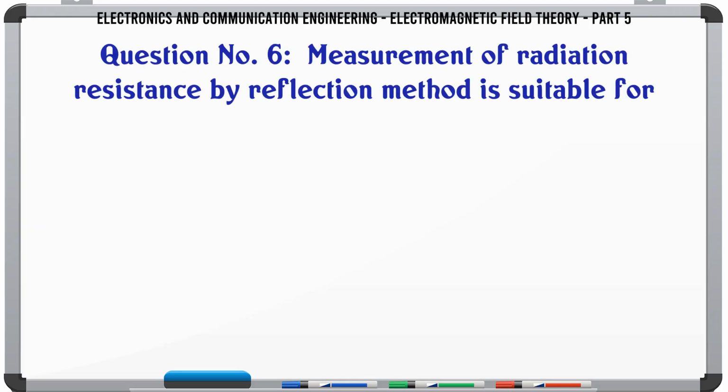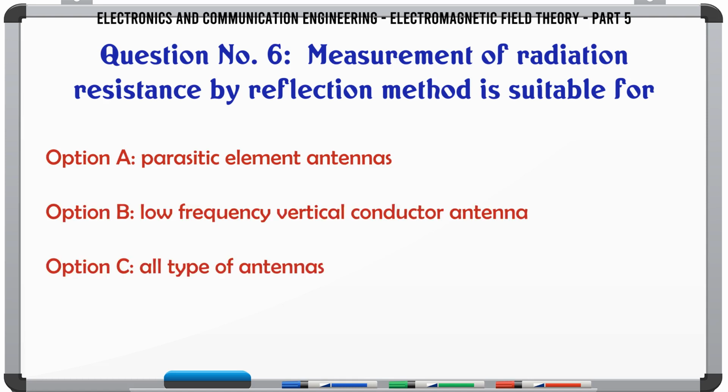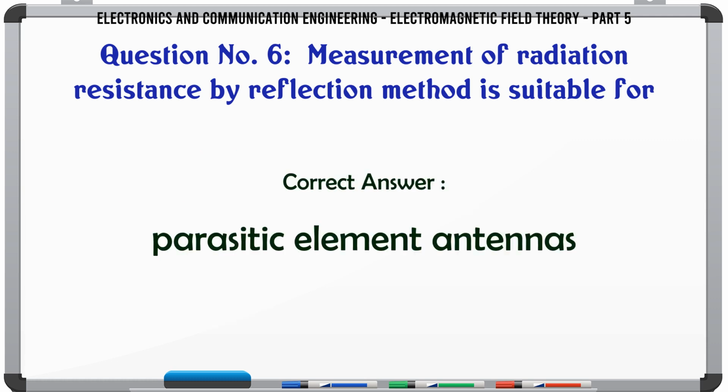Measurement of radiation resistance by reflection method is suitable for A. parasitic element antennas. B. low frequency vertical conductor antenna. C. all type of antennas. D. none of the above. The correct answer is parasitic element antennas.